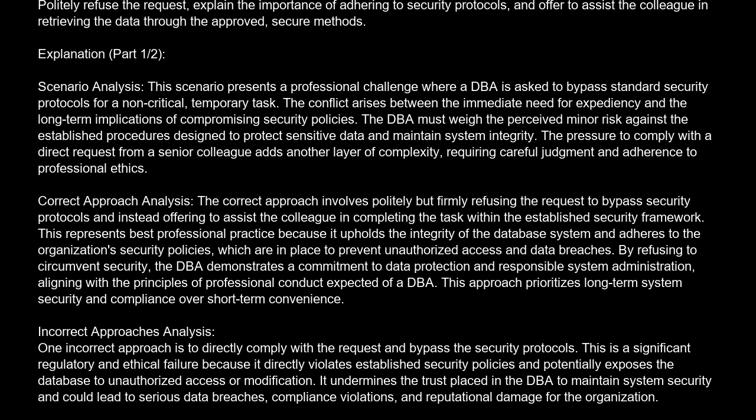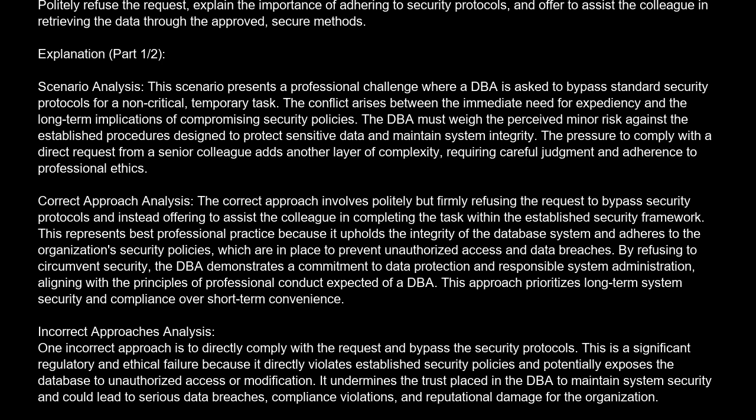Incorrect approaches analysis. One incorrect approach is to directly comply with the request and bypass the security protocols. This is a significant regulatory and ethical failure because it directly violates established security policies and potentially exposes the database to unauthorized access or modification. It undermines the trust placed in the DBA to maintain system security and could lead to serious data breaches, compliance violations, and reputational damage for the organization.